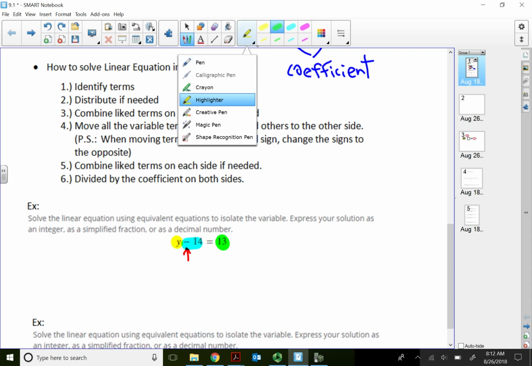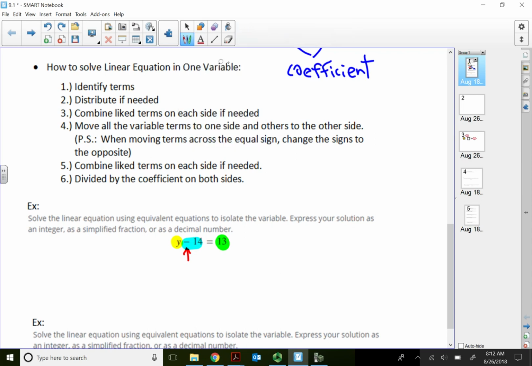And my y here is positive. This is the only variable term I got. So if it's positive, let it stay there. So that means I need to move my negative 14 to the other side. So equal sign in the middle. On the left side, y is still y. On the right side, 13 is still 13.